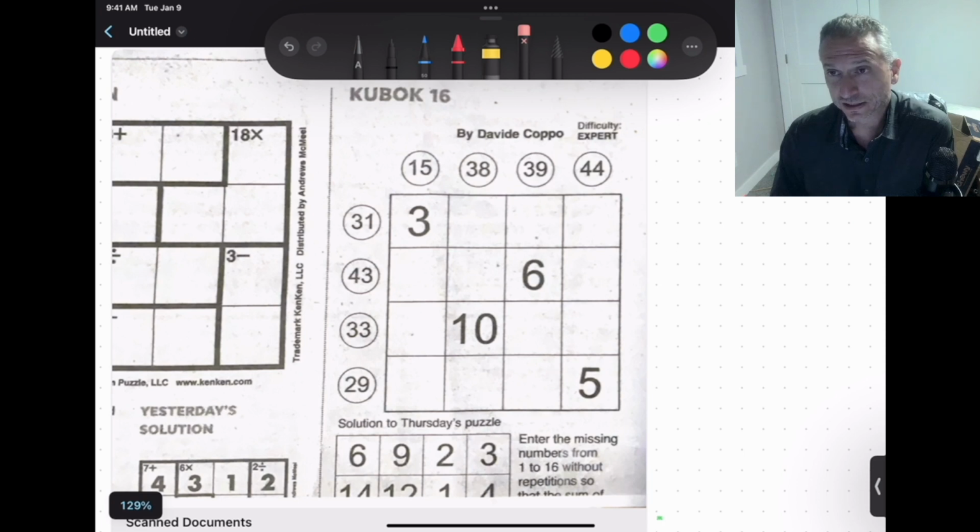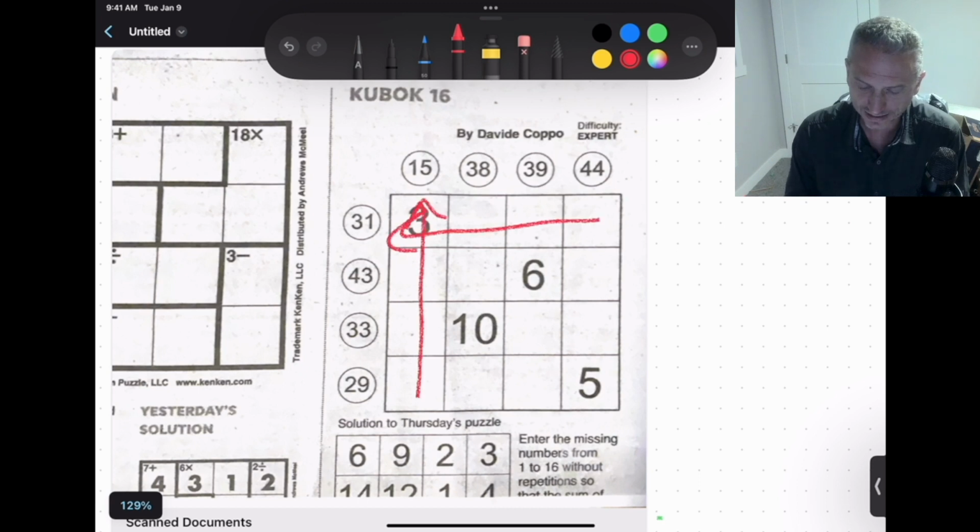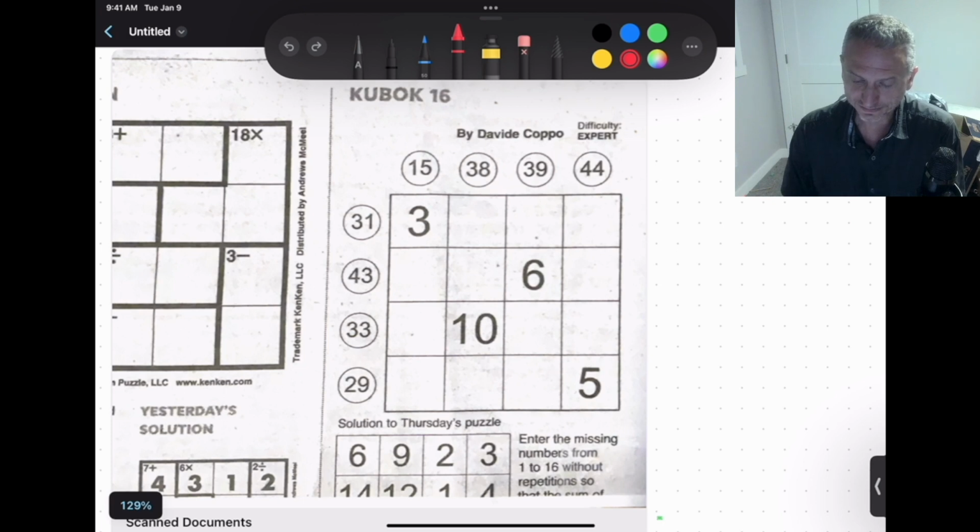What we have here is a 16 cell grid. It's a 4x4. In this grid, you have to use the numbers 1 through 16, every single one of them. So obviously you can't use any one of them more than once, because there's only 16 cells. And in addition, you have these numbers on the outside, and every row and column has to add up to those numbers. So with that in mind, let's go ahead and get started.